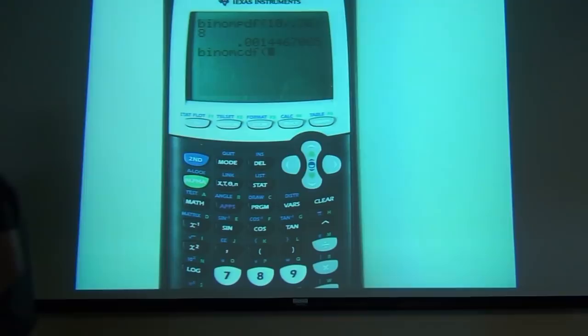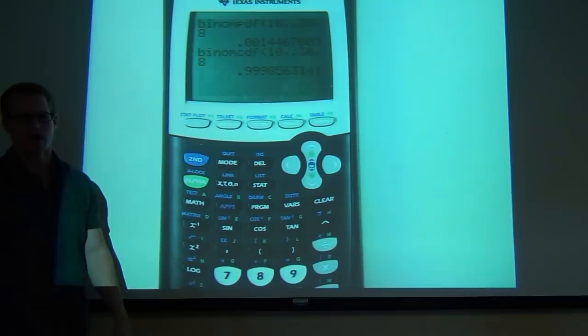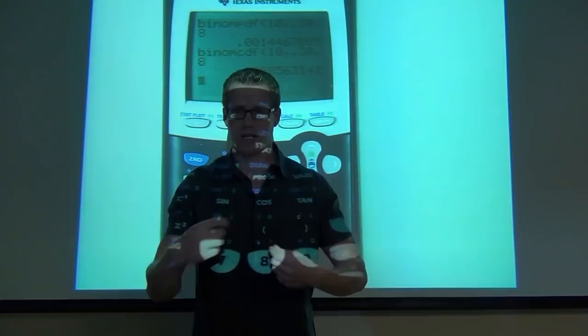So we'd go 10 trials, probability of success is still 0.30, and here's what you're saying here, folks: I want up to and including 8 successes, 0.99985. That just added everything up for you, and it's more accurate than your table. How many people understood that? Okay, watch that video again. If you didn't quite catch how to do that on a calculator, this is very, very useful for you.